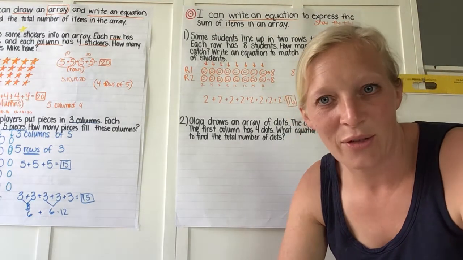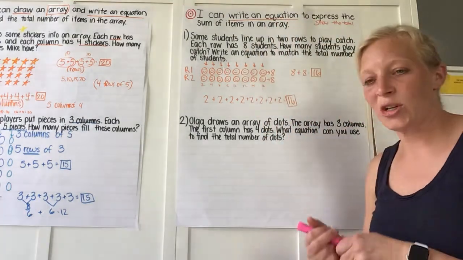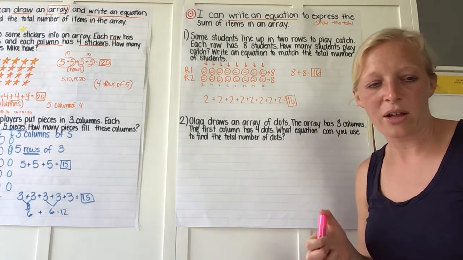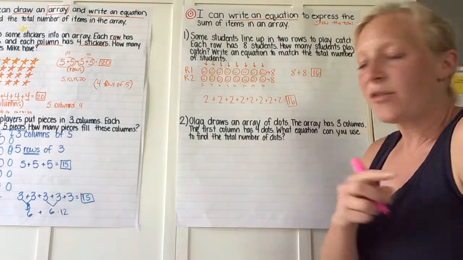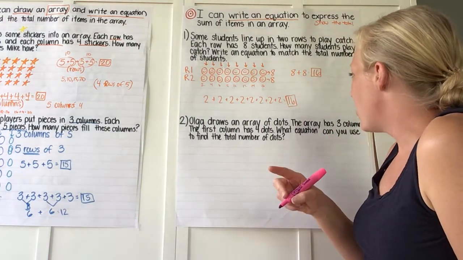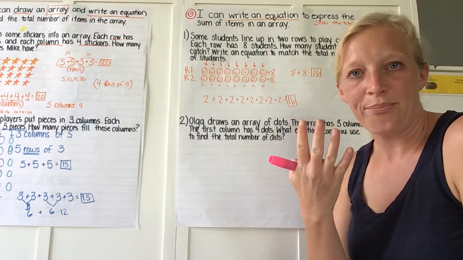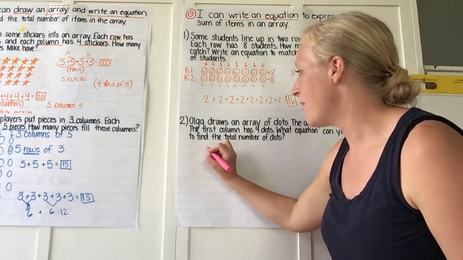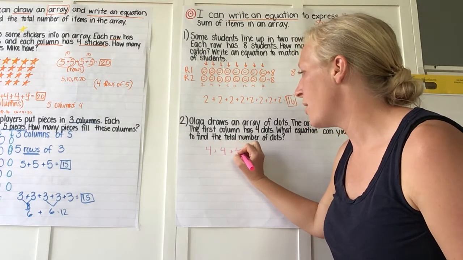Oh my goodness, friends, are you ready for this? Okay, let's go ahead and show some thinking here. So first of all, talk to me about what you said. So my friend over here, I'm just going to restate what they said. They said, I know that all the columns are going to have 4 dots in them. So if there's 3 of them, there's 4 in the first one, 4 in the second one, and 4 in the third one.